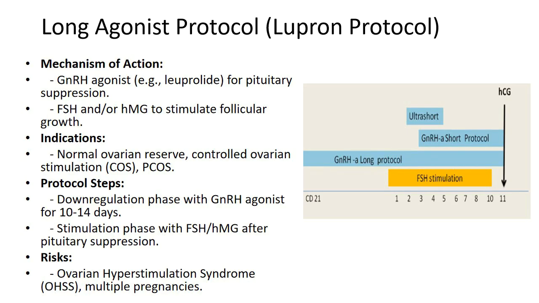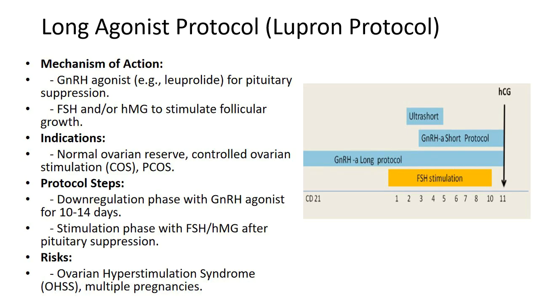stimulate follicular growth. Indications: typically used for patients with normal ovarian reserve, good response history, or PCOS. Patients who may need to avoid premature LH surges. Protocol steps: down regulation phase. GnRH agonist is started in the luteal phase of the previous cycle or at the beginning of the current cycle, usually day 21. Suppression of natural hormone secretion occurs for 10 to 14 days.